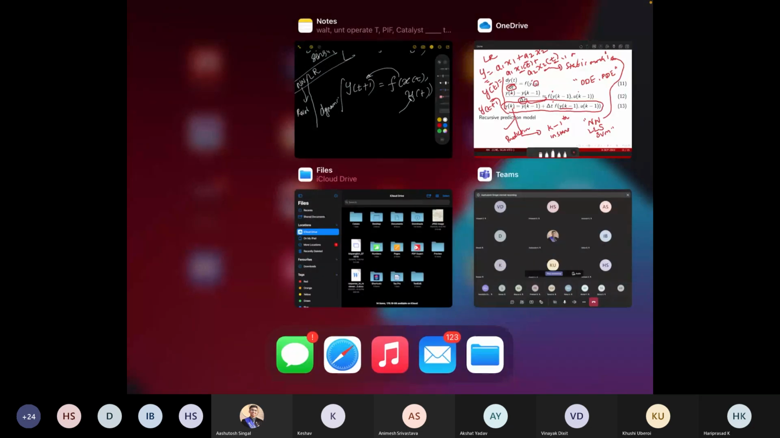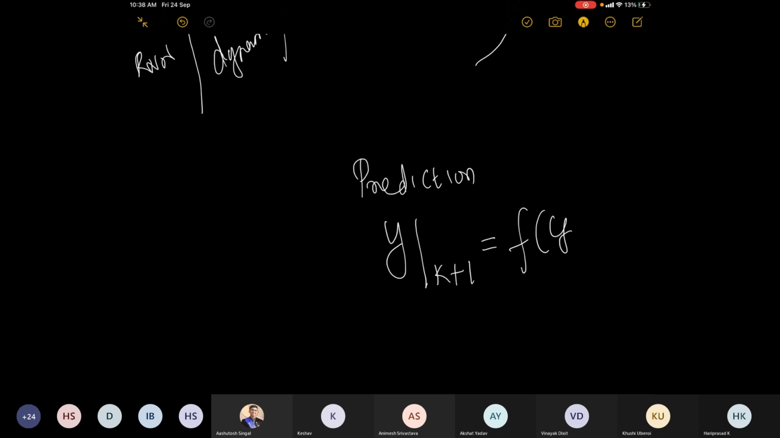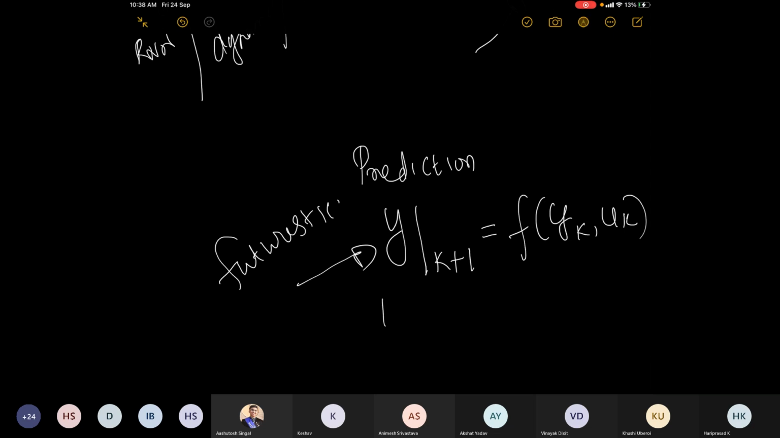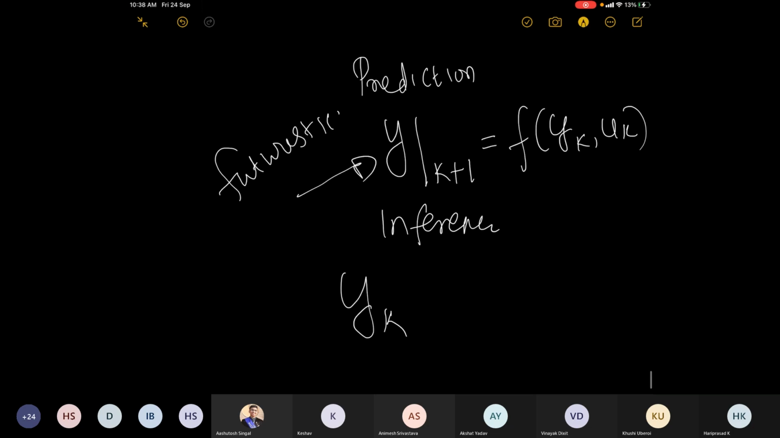So technically speaking, there are two things: prediction and inference. You have to be very clear about that. Prediction essentially means that you are getting a value at k plus 1 using the values at k. So this is futuristic, looking ahead. While inference is y of k equal to a function of u of k. This is inference. This is instantaneous.